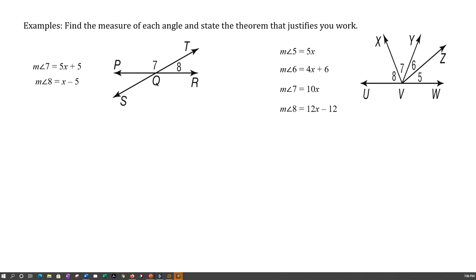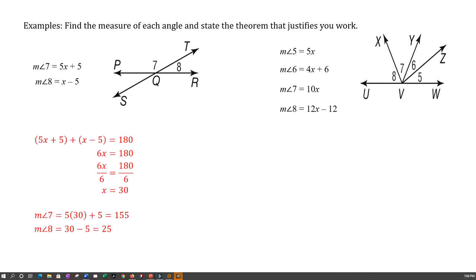Okay, so if we work through this, we see that the first one is angle 7 and angle 8 form a linear pair. So we're going to be able to add angle 7 to angle 8. When we do that and work through our algebra, this is the algebra for it. You should have ended up with x equaling 30. And then angle 7 should have been 155 degrees, and angle 8 should have been 25 degrees.